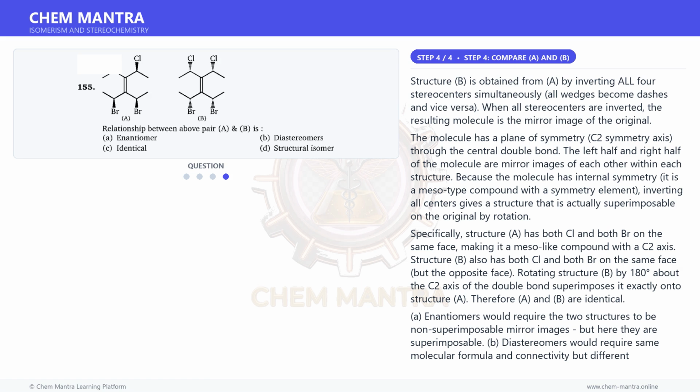A, enantiomers would require the two structures to be non-superimposable mirror images, but here they are superimposable. B, diastereomers would require the same molecular formula and connectivity but different configurations that are not mirror images, not the case here. D, structural isomers differ in connectivity, but both have the same connectivity.